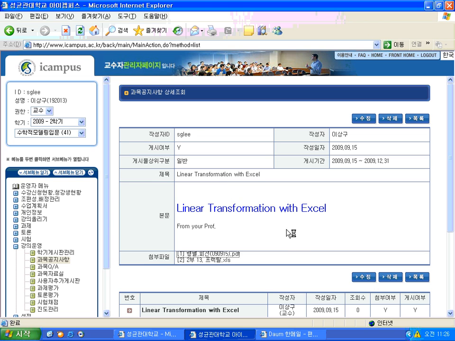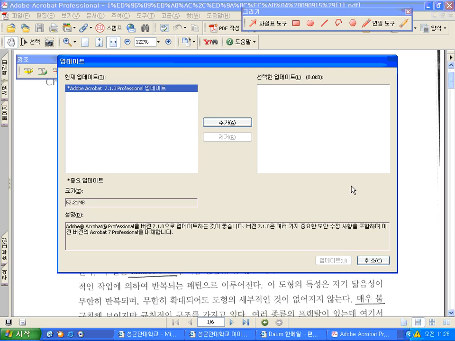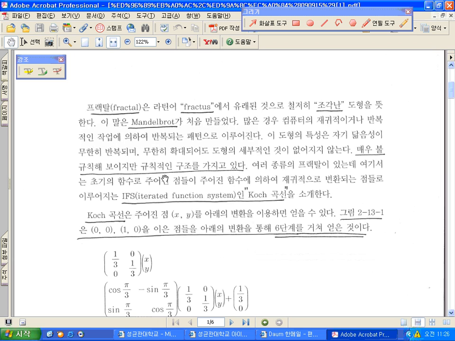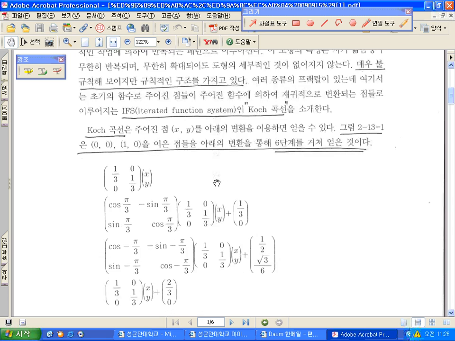one example of linear transformation. That's the linear transformation and rotations, and those linear transformations can be used to make the fractal images, which was introduced by Mandelbrot. Okay. There are several examples. There are 3 examples shown in this Excel file.